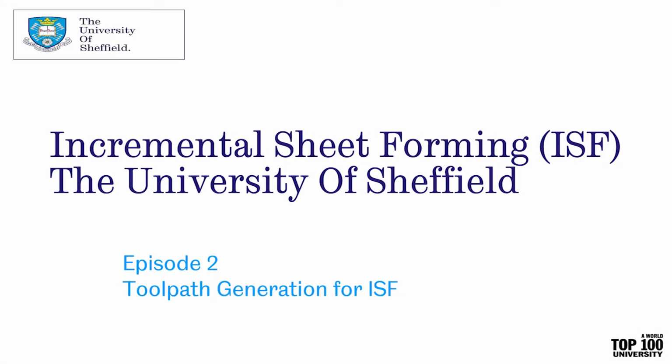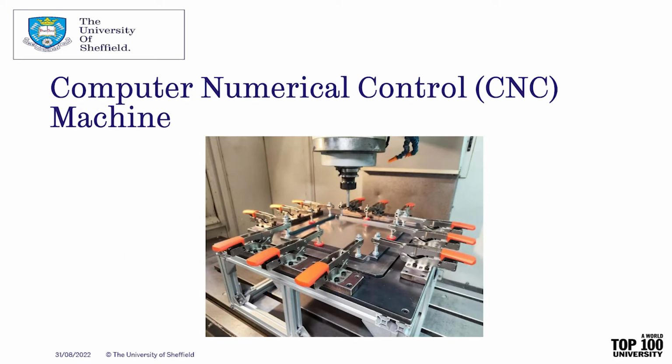Hello and welcome. In this video we will learn how to generate toolpaths for incremental sheet forming or ISF. Toolpaths are used by a computer numerical control or CNC machine. A CNC machine uses coordinates generated from a toolpath to produce incrementally sheet formed parts.